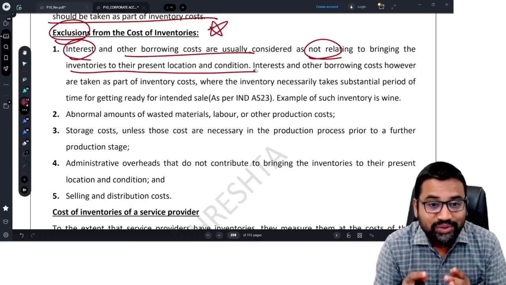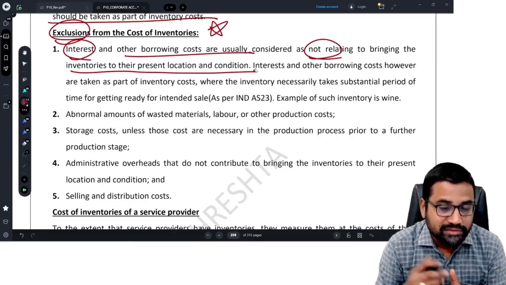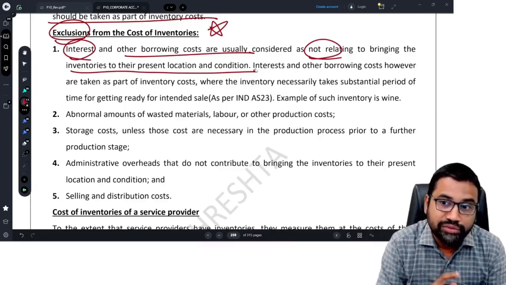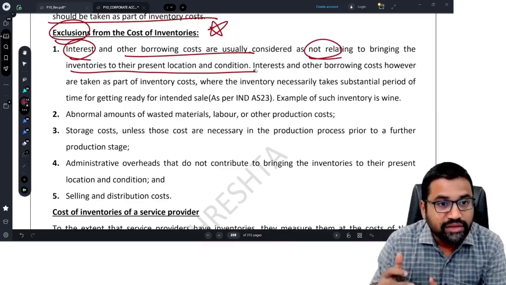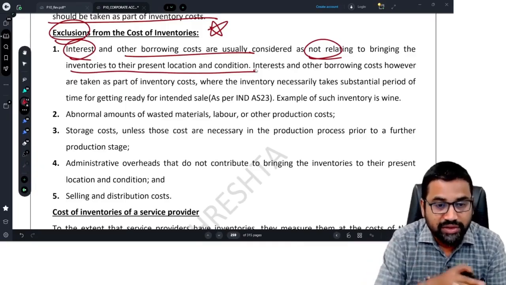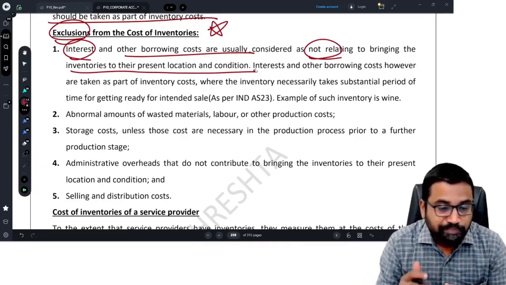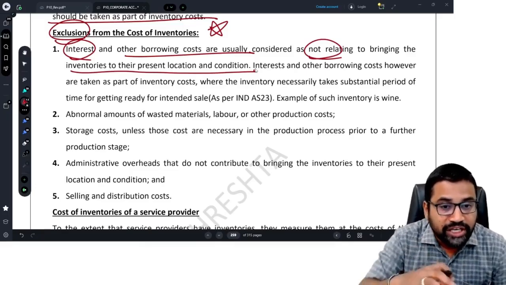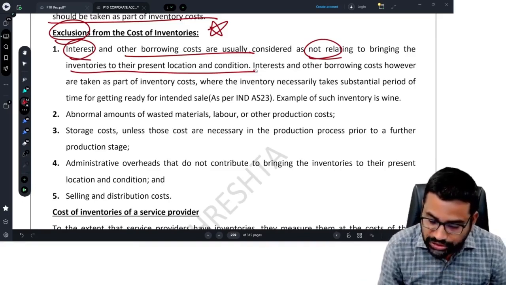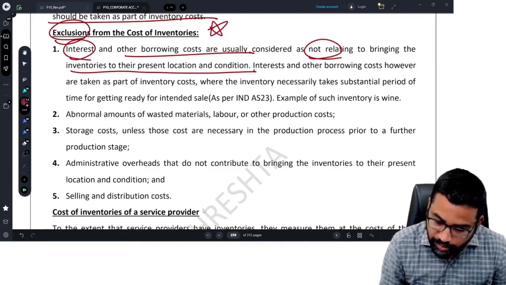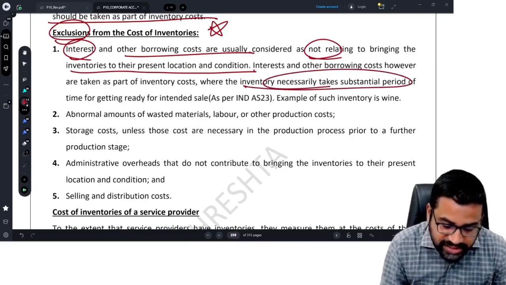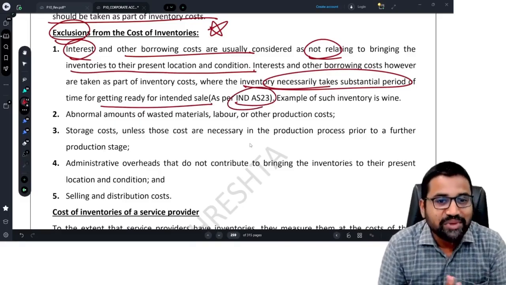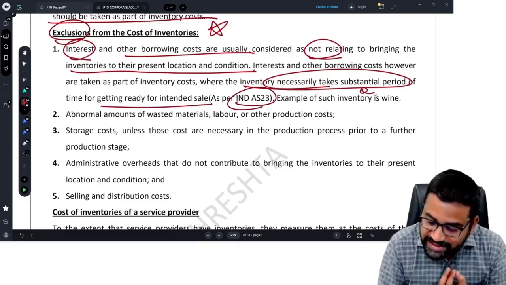But I told you, if you listen to my financial accounting classes or financial accounting marathon, in the normal accounting standard 16 in India, I told you if inventory is a qualifying asset, then we can include interest as a part of cost of inventories. But generally, any interest and other borrowing cost, if it is not relating to bringing the inventories to their present location and condition, don't include it. However, if the inventory takes a substantial period of time to get ready for intended sale, as per Ind AS 23, that is nothing but the borrowing cost, if it is a qualifying asset, then it is included.